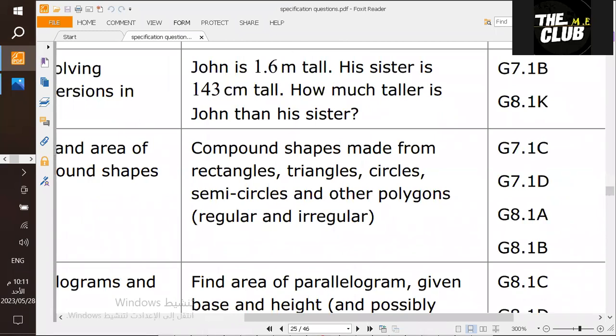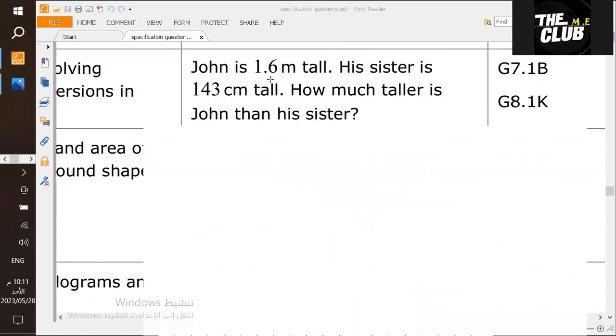Let's talk about this question. John is 1.6 meters tall. His sister is 143 centimeters tall. How much taller is John than his sister?